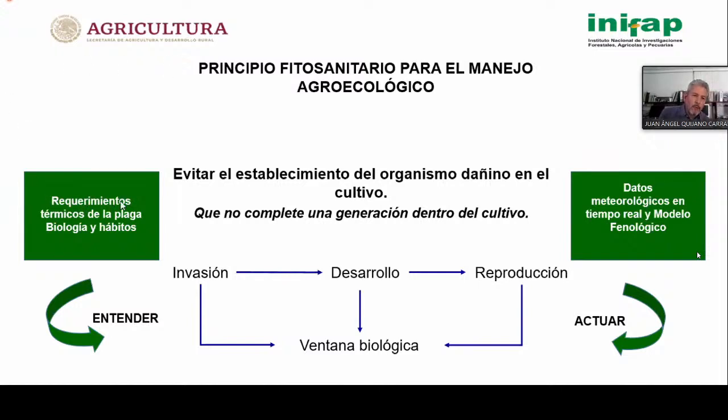And what do phenological models contribute? They contribute the thermal requirements of the pest, its biology, and its habits, as we saw in detail in the past presentations. This helps us understand how this insect acts, how it colonizes the crop and causes damage. And monitoring in real time in phenological and different climate scenarios will help us define the biological windows in which we have to act for this objective to be fulfilled, that the pest not complete a generation on the crop.